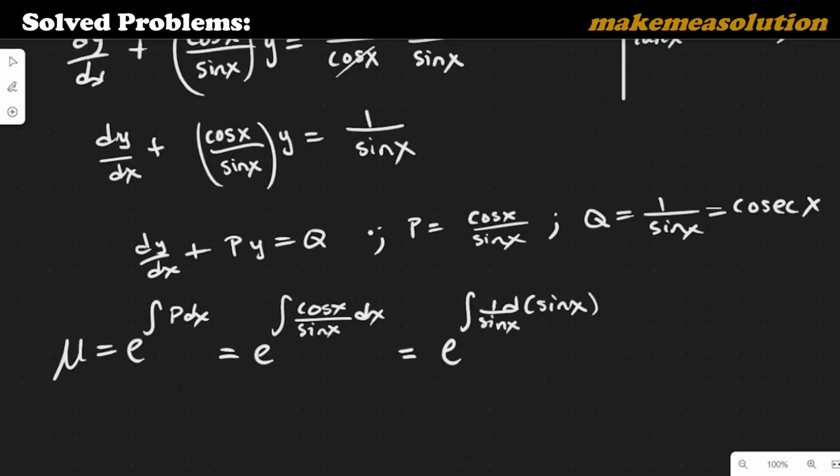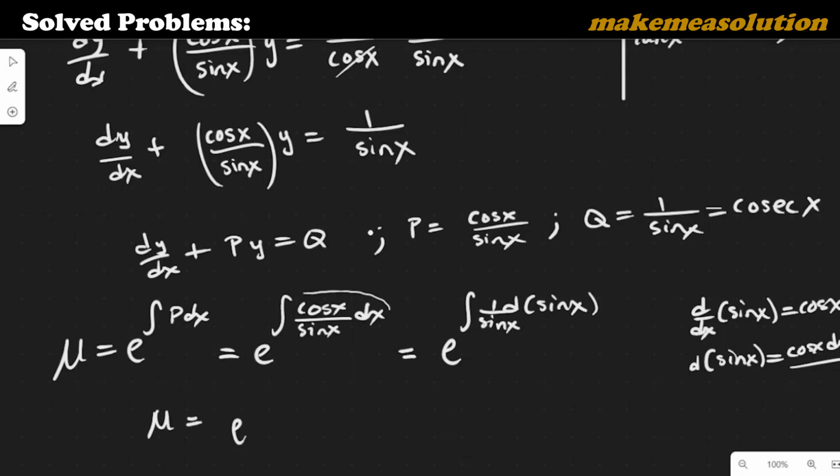So why did I say this? Because consider you wanted to differentiate sin x with respect to x, you're going to get cos x, right? So anytime you see d of sin x, it's still the same thing as cos x dx. So in other words, you can replace any cos x dx with d of sin x. So our mu, let me write it clearly, is exponential integral of, instead of cos x dx, I can just leave it as d sin x.